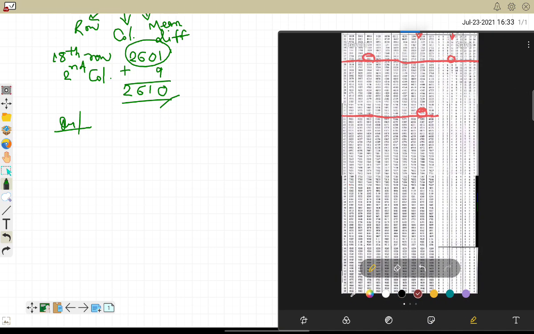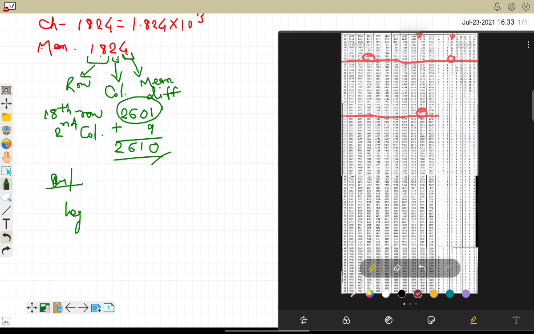Listen, if we have more than 4 digits, like in a log question, log 18245 with base 10, then first find the characteristic. So how can we find the characteristic of 18245? We can write this complete number as 1.8245 into 10 raised to the power 4. So P is equal to 4. So first write 4 here. So the characteristic is 4. In the second part, you need to find the mantissa value.